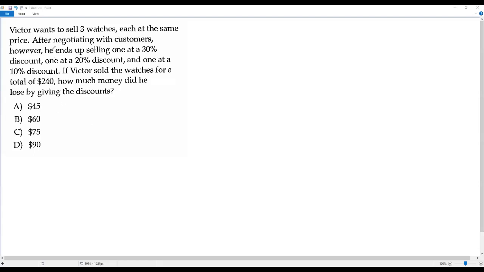Okay, so Victor actually wants to sell 3 watches, and all the 3 watches he wants to sell at the same price. So for that same price we can assign some variable. So let X dollars be the selling price of each watch. Okay, but he didn't sell each watch for X dollars. He sold the first watch at a 30% discount. Now let's find the selling price of the first watch.